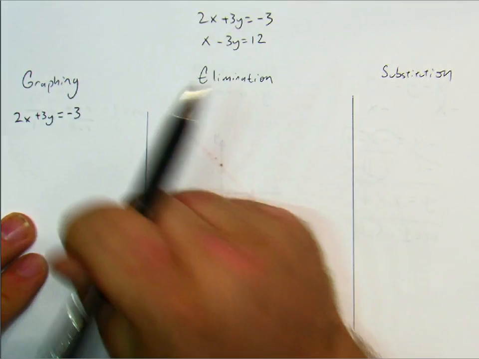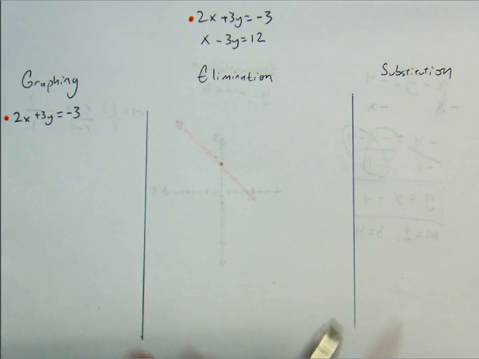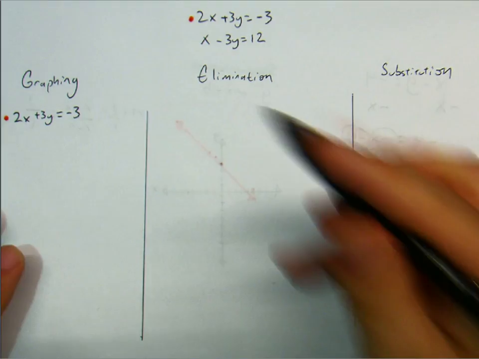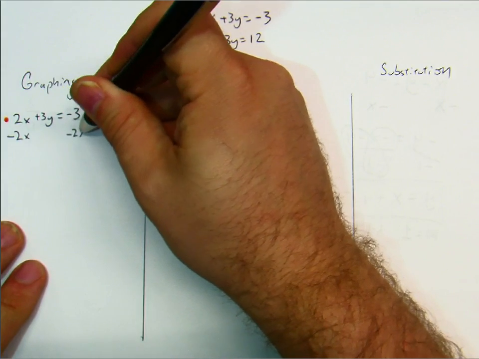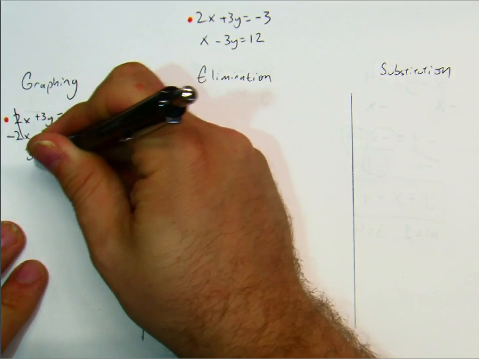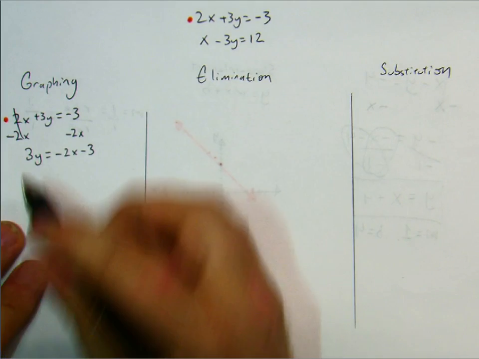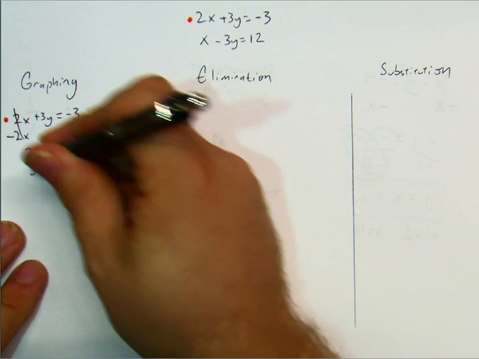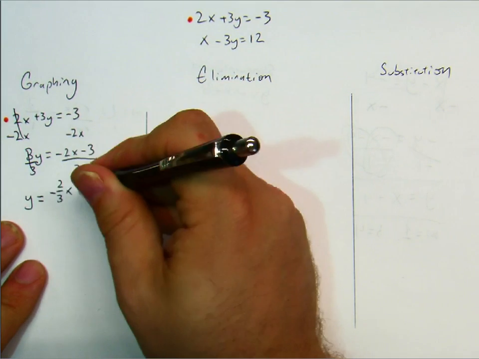This is my first equation. I'll call this the orange one. And so I just need to get this into y equals mx plus b, just like we did last time. So I'm going to go a little bit faster, because we just saw it. I'll pause when I'm done to take any questions. So I'm going to get my y term by itself by subtracting 2x, leaving me with 3y equals negative 2x minus 3. I'm going to isolate my y by dividing by 3, leaving me with y equals negative 2/3 x minus 1.